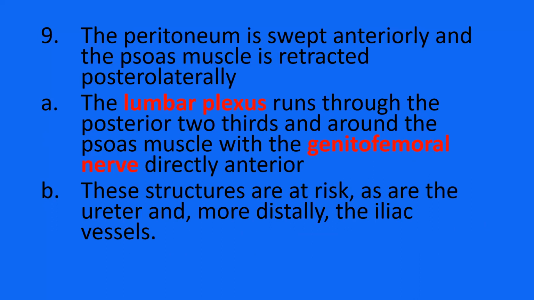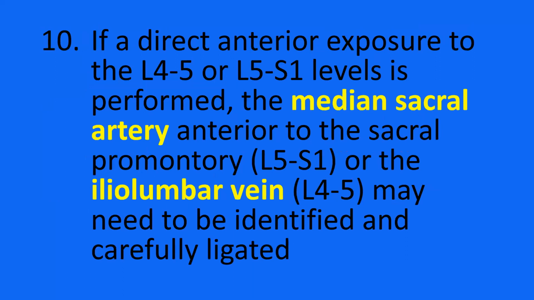The peritoneum is swept anteriorly, and the psoas is retracted. We know that the genitofemoral nerve is present within the iliopsoas and the lumbar plexus. One should be aware of strong retraction, because you can end up with paralysis of these fibers. As a result, the patient can present with a limp and pain in the hip. These structures are at risk, as are the ureter and, more distally, the iliac vessels.